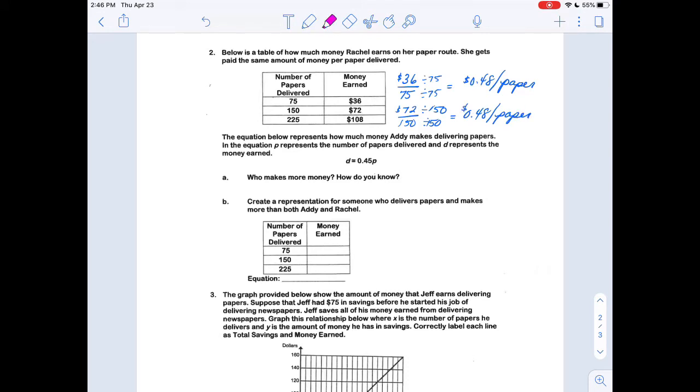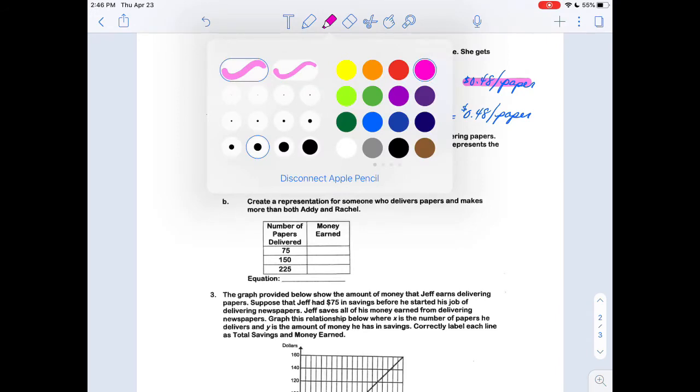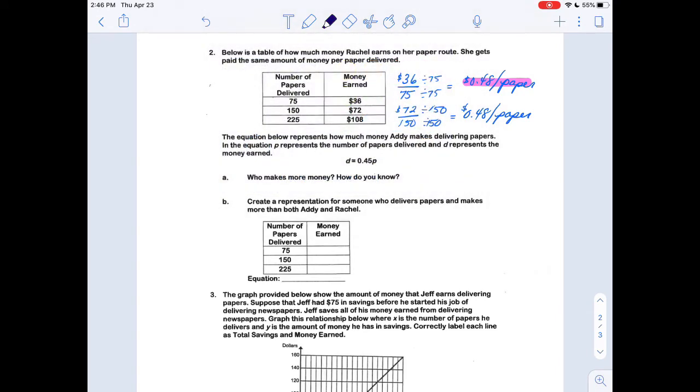Now down here, it's saying there's another person. That's Rachel's earning. Rachel is getting 48 cents per paper. But over here, we have Addie, and Addie has this equation for the amount that she gets for every paper she delivers.